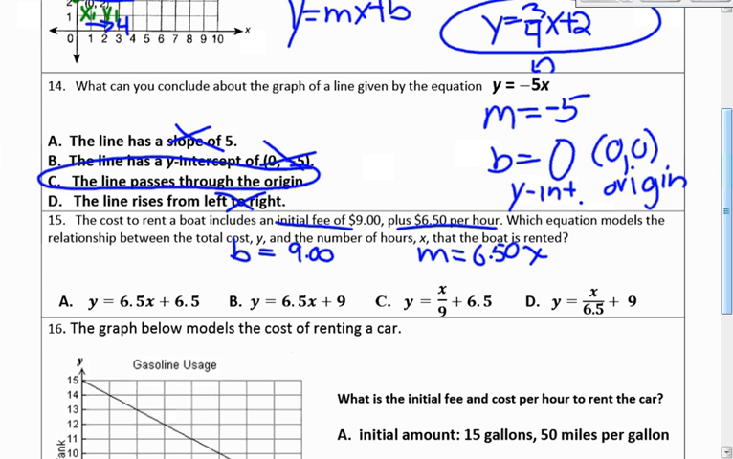Which equation models the relationship between the total cost, y, and the number of hours, x, for the boat? Since it's $6.50 for every 1 hour, and we don't know how many hours the person is going to go, we're going to represent that as $6.50x, plus $9 for the initial fee. So the choice that matches up is B, y equals 6.5x plus 9.